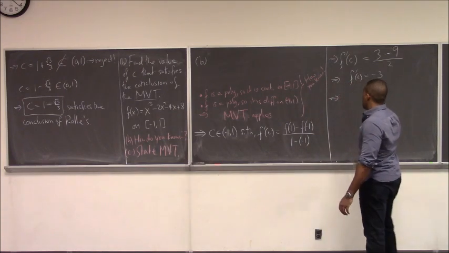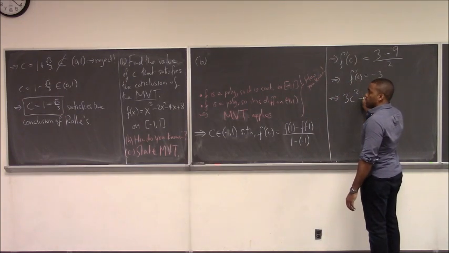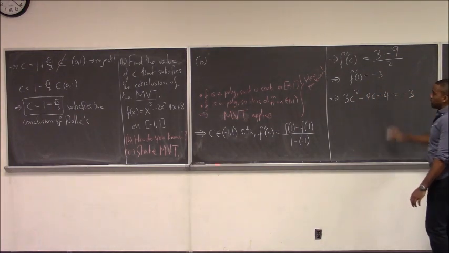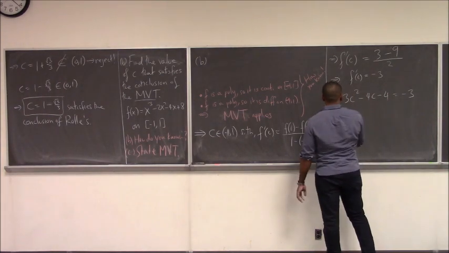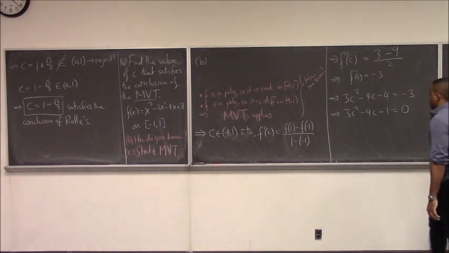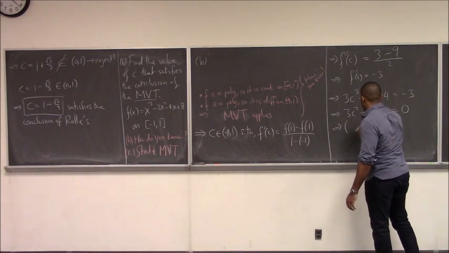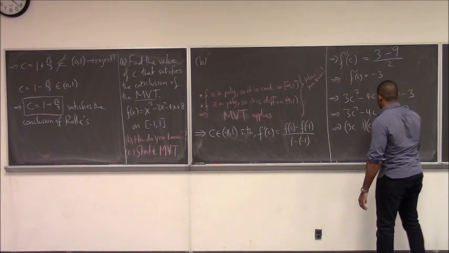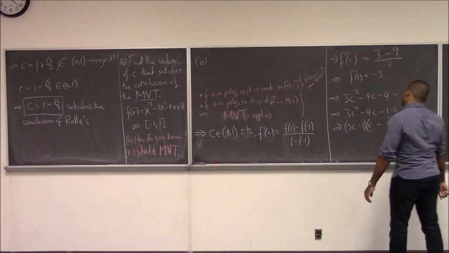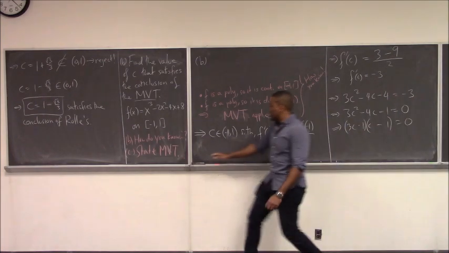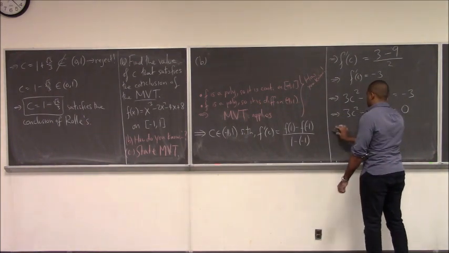And f prime of c would be 3c squared minus 4c minus 4. Does this one factor? Has to be 1 and 1. That would give you a minus 4 middle term, but it gives me a positive 1 somehow. Quadratic formula again.